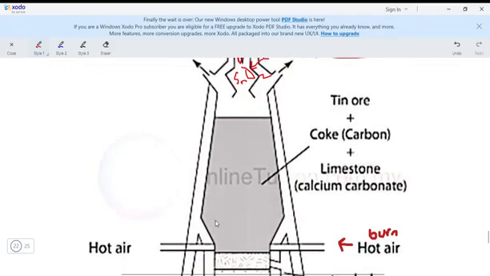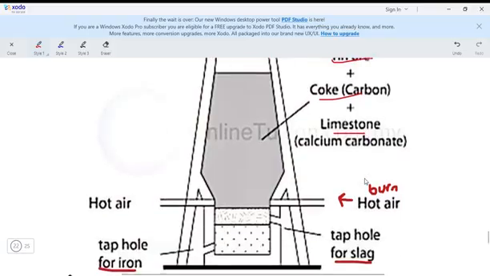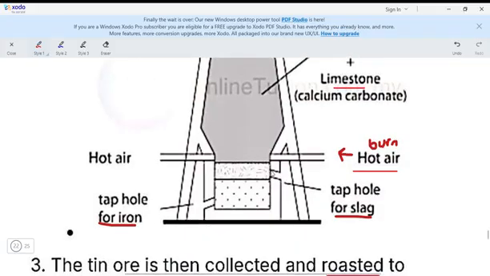Now let's see how it operates. Here we have our tin ore, that's the cassiterite and the carbon that is coming together with the limestone. These three things are the major things we have. Then the hot air oxygen is one that will be burning the solution. Then from here, this is where slag will be coming out. That means anything waste materials, they come out from here. While the remaining tin, it will come down from this particular place.